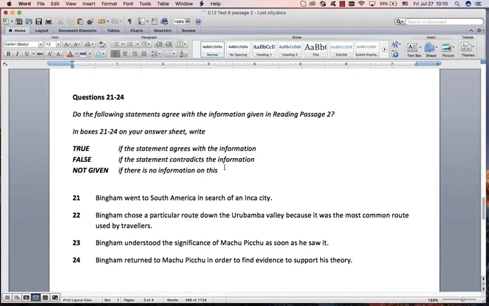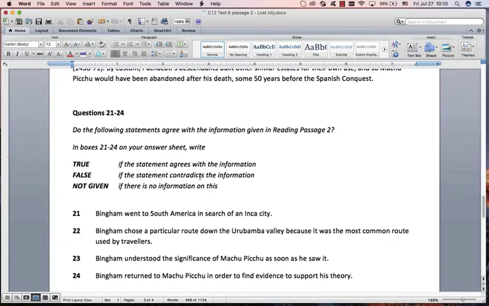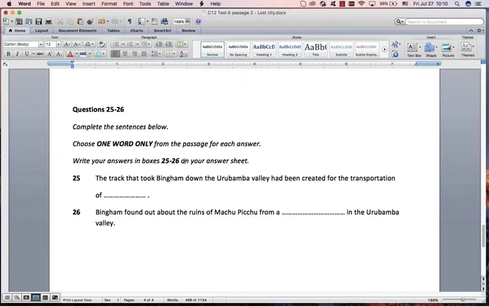Okay, so next we have true, false, not given, and we have complete the sentences. So the best idea is quickly try and do these 2. Hopefully they're 2 easy marks. Then we'll move on to the true, false, not given. Right, so we know what to do.